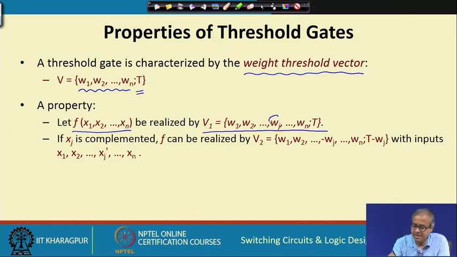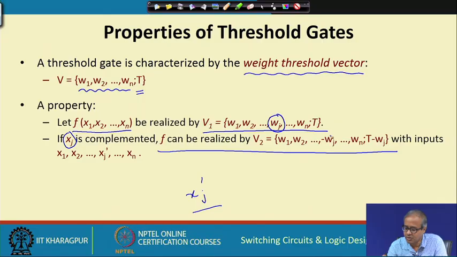Let us say we have a particular variable xj, and the corresponding weight is Wj. If we complement xj, so instead of xj in the function we make it xj bar, then the corresponding function can be implemented only by negating the weight Wj and changing the threshold from t to t minus Wj. This can be proved. So, given a function, if you want to realize another function where one of the inputs is complemented, you can just adjust the weights like this.